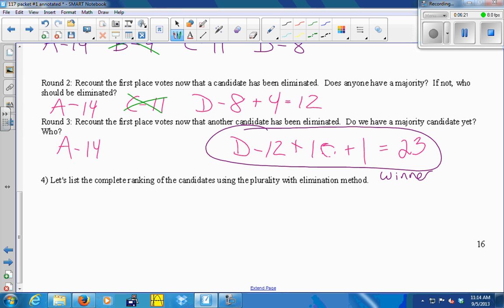So what do you think the complete ranking would be? Obviously, D's in first place. Who should come in second place? A, because A survived the longest without getting eliminated, right? And then who should come in next? C, because C was eliminated second, right? And then finally B, because B was the first candidate eliminated. Good.